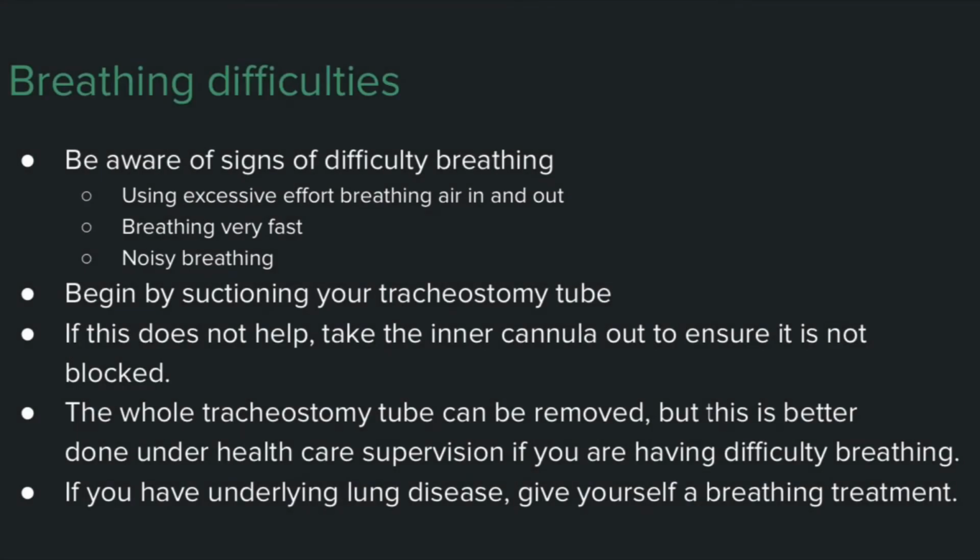It is important to be aware of signs of difficulty breathing, namely, difficulty getting air in or out of your tracheostomy tube, having to breathe excessively fast, and new noisy breathing suggesting there may be a blockage. The first step to take is to suction your tracheostomy tube to ensure it is not blocked. Following this, the inner cannula should be removed and checked to ensure there is no blockage. As a last resort, the whole tracheostomy tube can be removed and inspected, but if you have difficulty replacing the tube, this could potentially worsen your breathing.